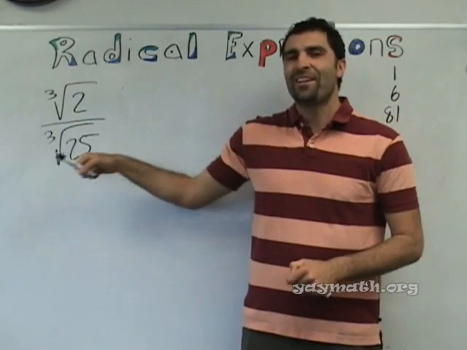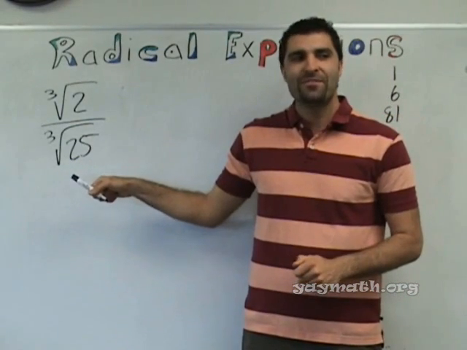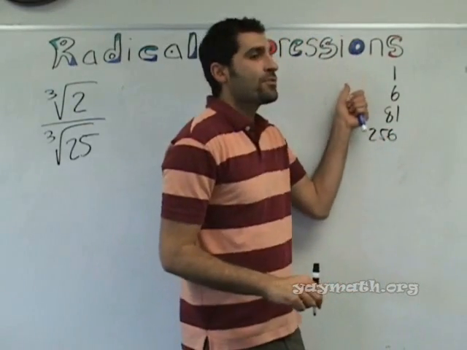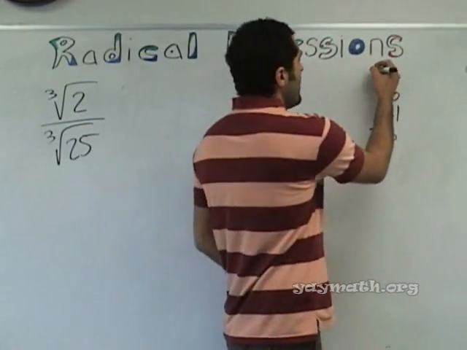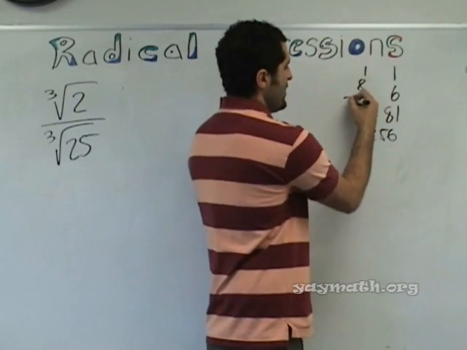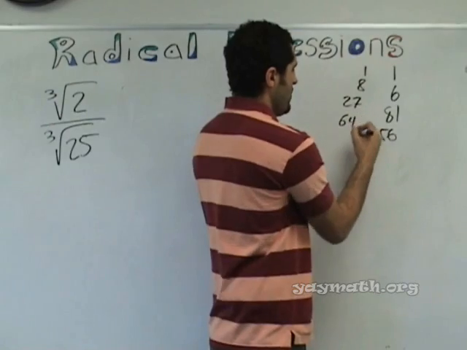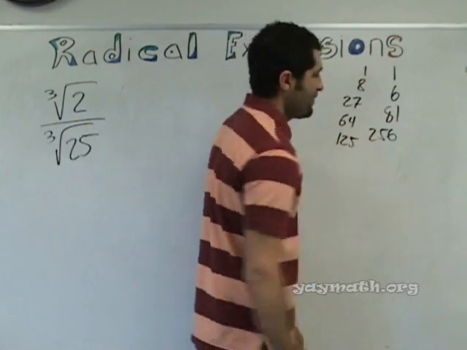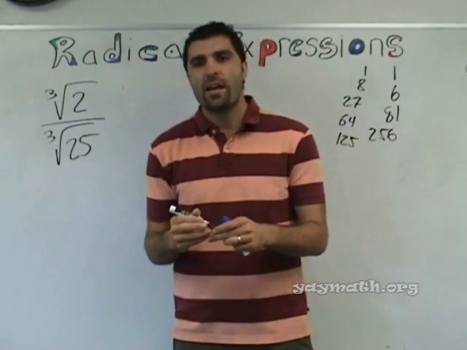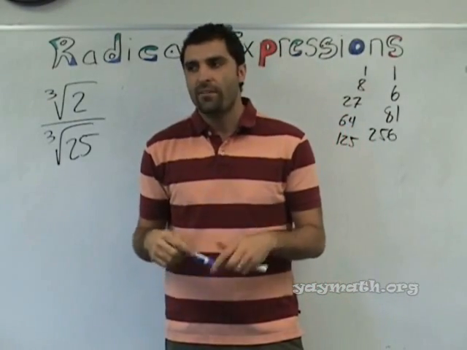Is 25 a perfect third root? No. Let's make a list of the perfect third roots, perfect cube roots, starting with 1. What's next? 8. 27. 64. 125. Multiply the top and bottom by the cube root of 5.